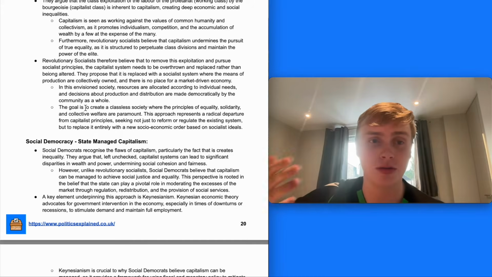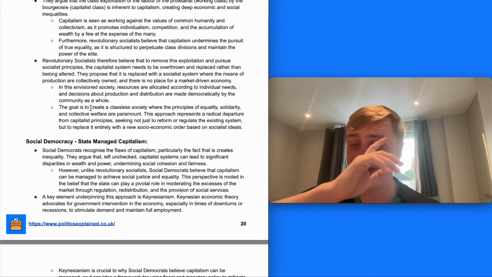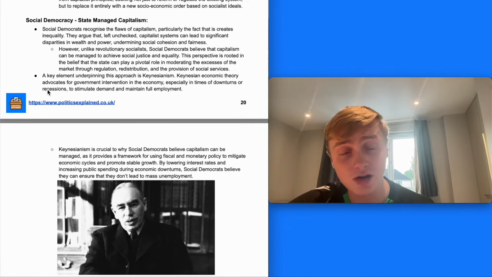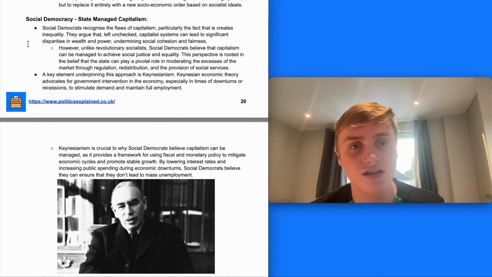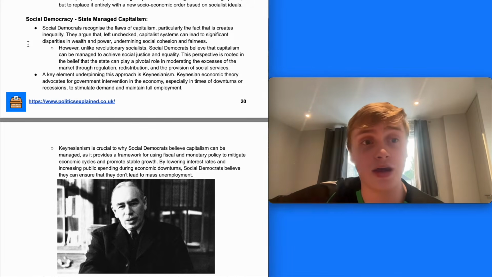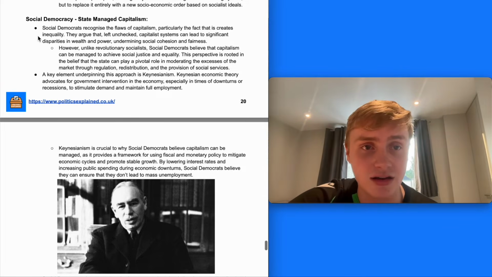And that's a radical departure from capitalist principles, seeking not just to reform or regulate the existing system, but to replace it entirely. Social democrats, as we've gone through a little bit before, don't believe in completely removing capitalism, they believe in managing capitalism. So they ultimately recognise its flaws, particularly the fact that it creates inequality, and argue that left unchecked, without doubt, it creates inequality in wealth and power, and undermines social cohesion and fairness.